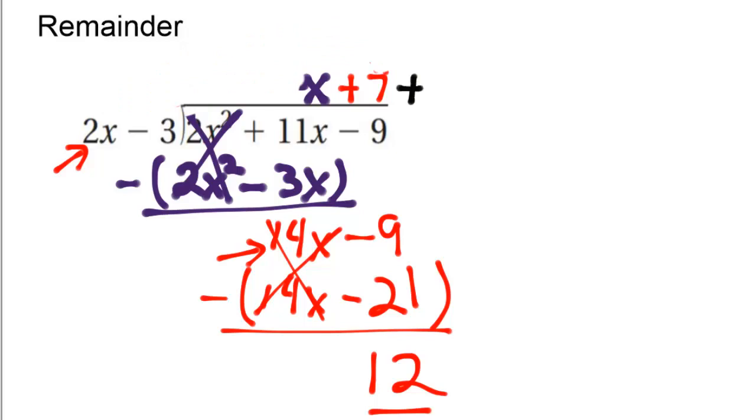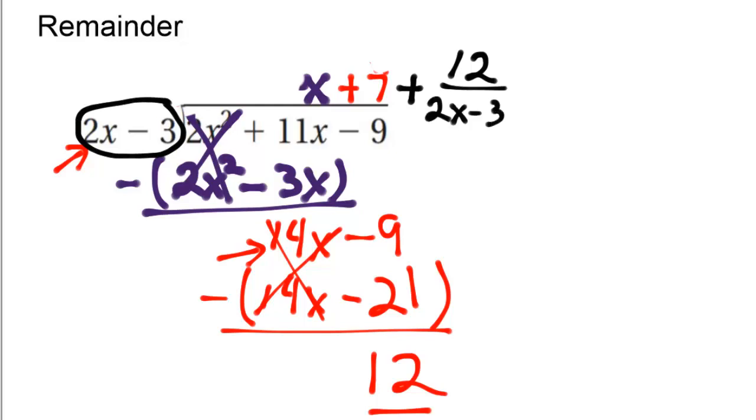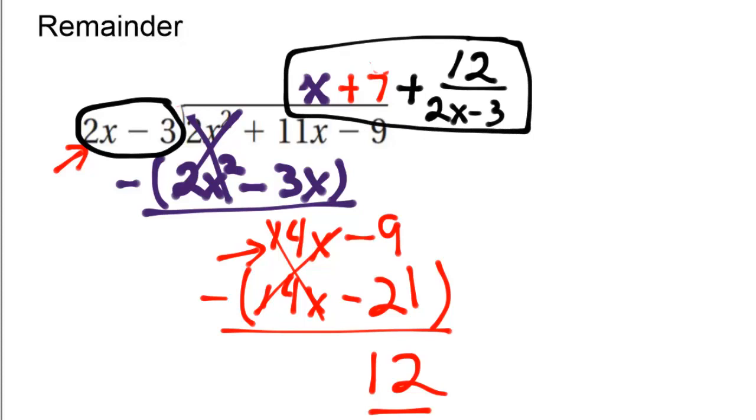It's a positive 12, so we'll put plus. And then we're going to create a fraction, 12 over, and then go back to what we divided by. Our divisor is 2x minus 3, so we're going to put 2x minus 3 in the denominator, and this whole thing ends up becoming our solution.